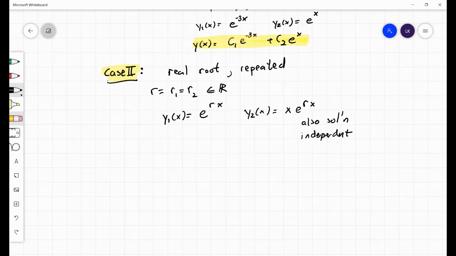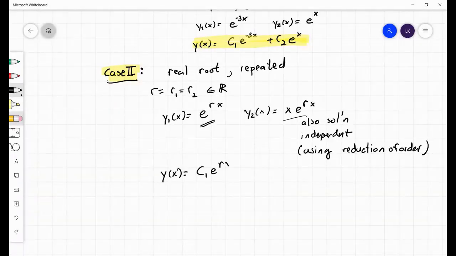And this can be derived using reduction of order. In fact, it's very similar to the first example I did in this review. So you don't need to derive that, but just know that if you wanted to, you can actually prove that this is another solution, given that we know the first one, by using reduction of order. So your general solution then would be a combination of this. Okay, so we'll do an example of this case.